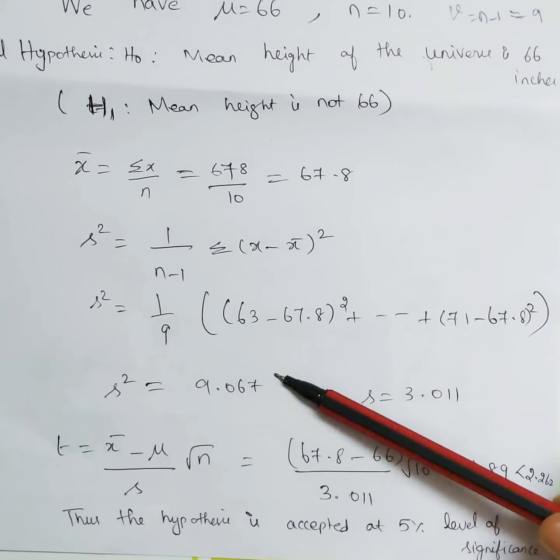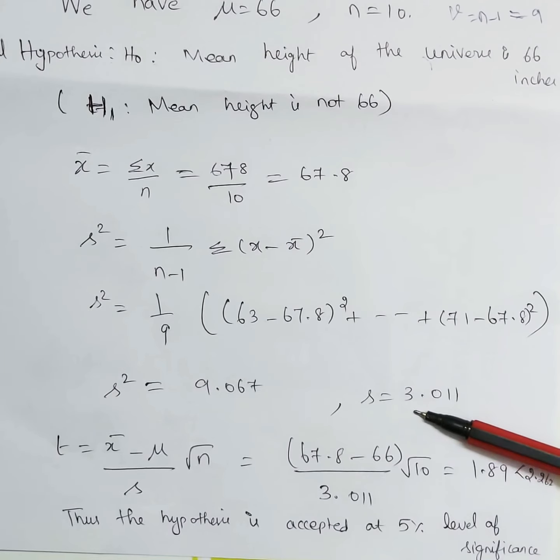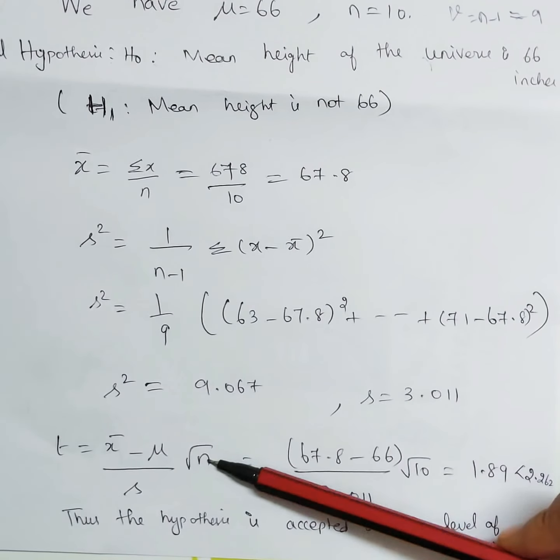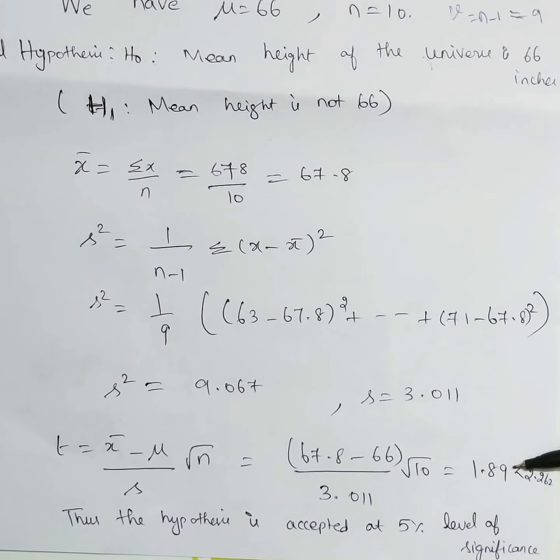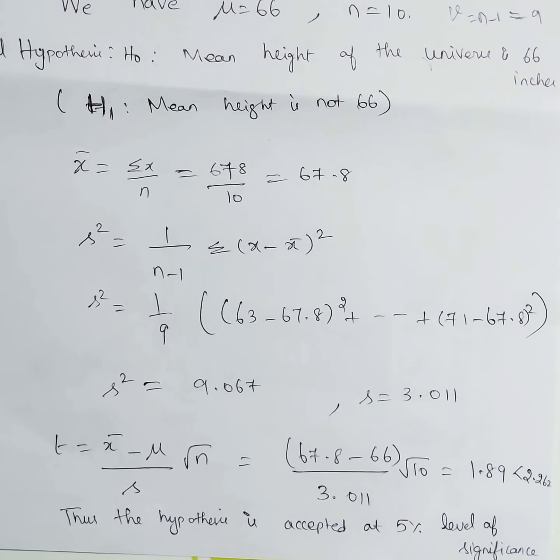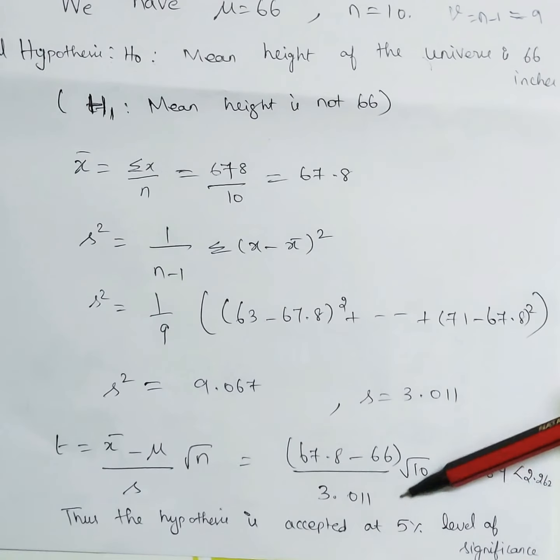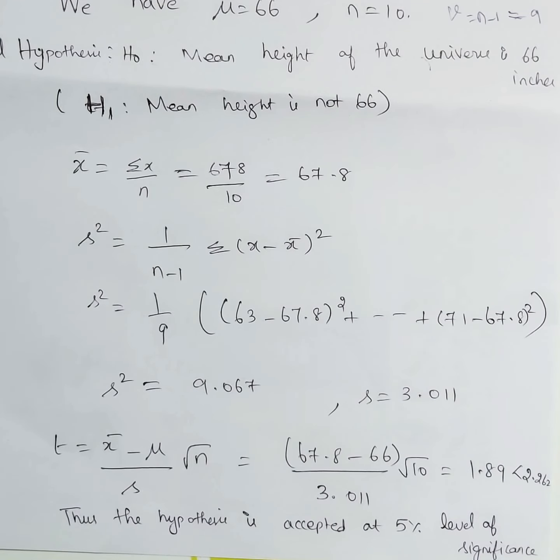So once you get S square, you have to take the square root. Then apply it in the formula. Whatever answer you are getting, you are going to check. If that value is less than the table value, we will accept the hypothesis. Since this value is less than that, the hypothesis is accepted at 5% level of significance. There is no one tail or two tail here. Just apply the formula and move on.